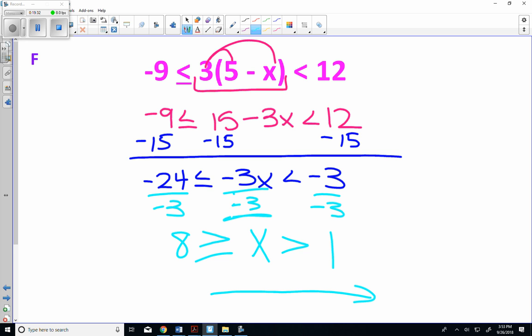If you were putting this on a number line, 8 is there, positive 1 is there, closed circle at both spots. Oh no, check that. This one does not have a closed circle. It should be an open circle. And then a segment connecting them. And the reason the 1 is an open circle is because it's just greater than, and 8 is greater than or equal to.